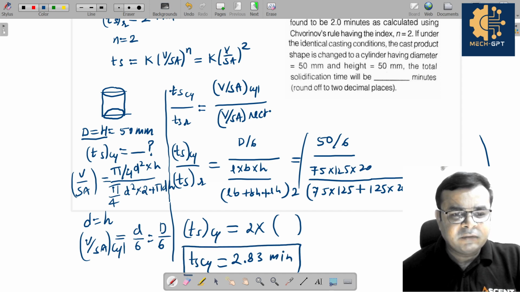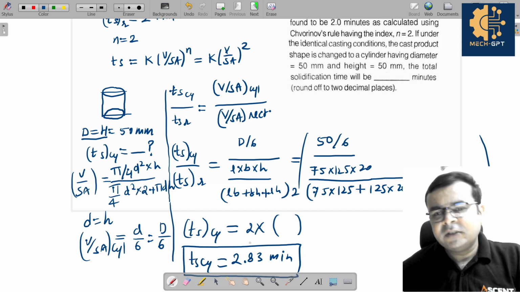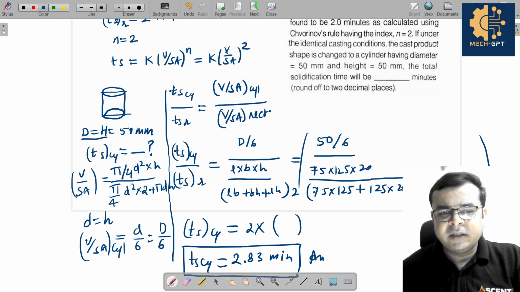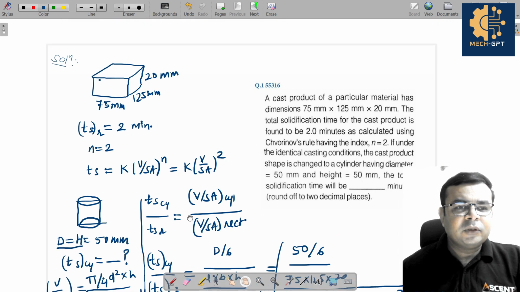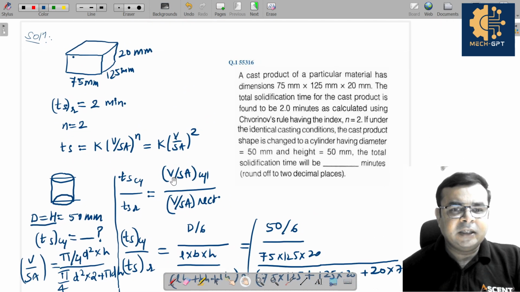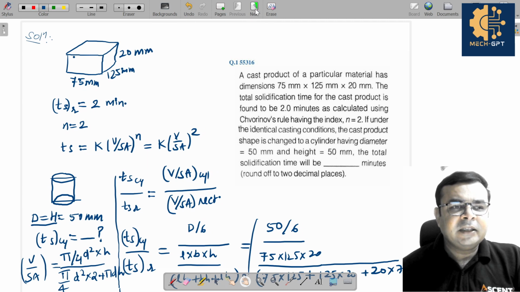So you just calculate and solve it. Yes or no? So from this, here we get this answer. Is it clear? So this is the procedure for solving this kind of question. Let's see another question.